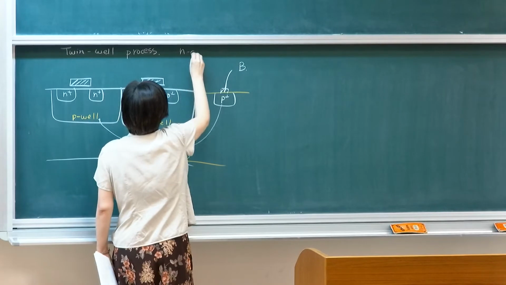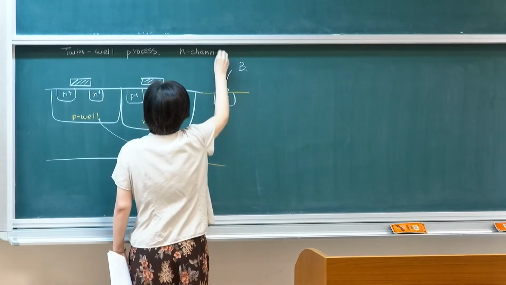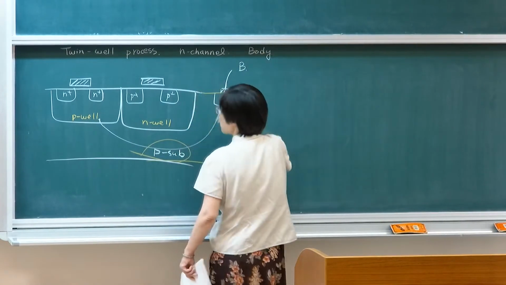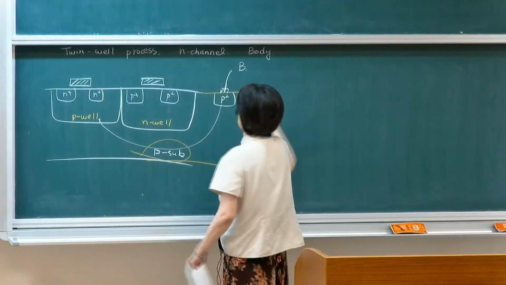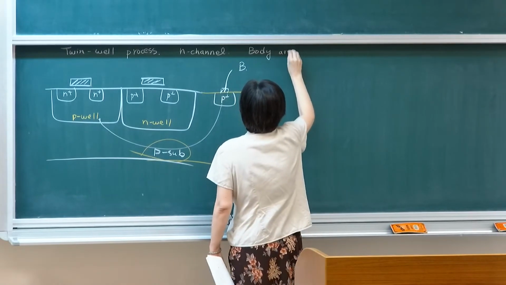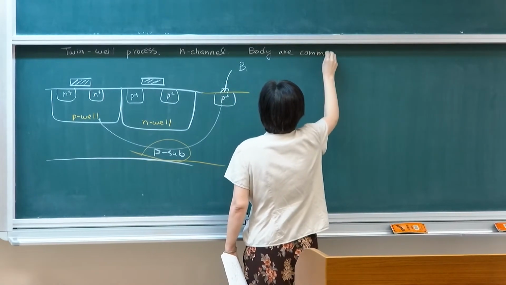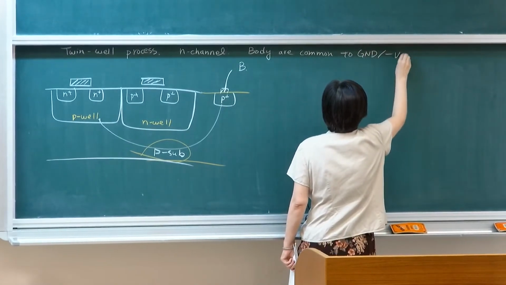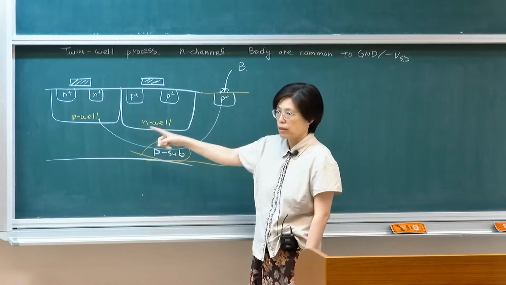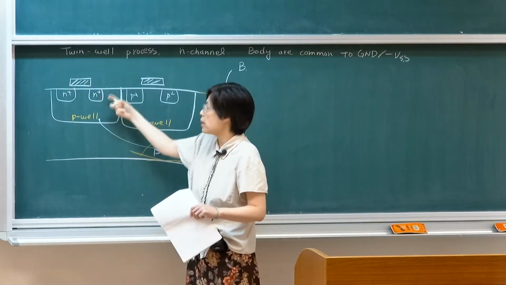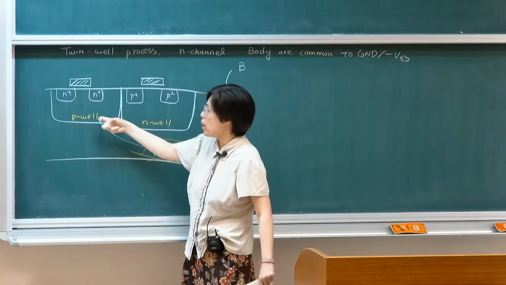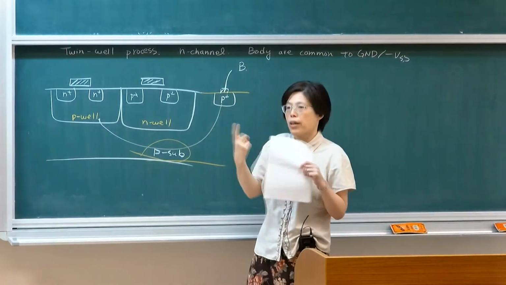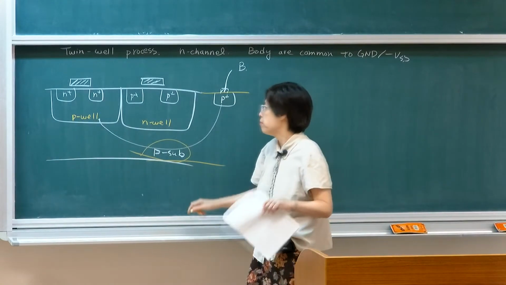For N-channel device, there's only one solution. Your bodies, all the bodies of multiple transistors, like billions of transistors, are common to ground, or maybe whatever minus voltage, because you only have one choice. Everybody is grounded. Everybody's body is grounded. Even though I have this well, this well is the same potential as substrate potential, therefore they have to share the same node. Everybody shares.